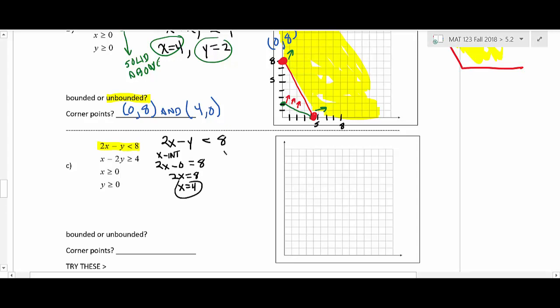Okay, the y-intercept, what you're doing is 2 times 0 minus y equals 8. Well, you'd end up with negative y equals 8, so then you would have to divide both sides by negative 1, so you get y equals negative 8. Okay, so be careful about that. Don't always just rely on doing it in your head unless you're really competent with that.